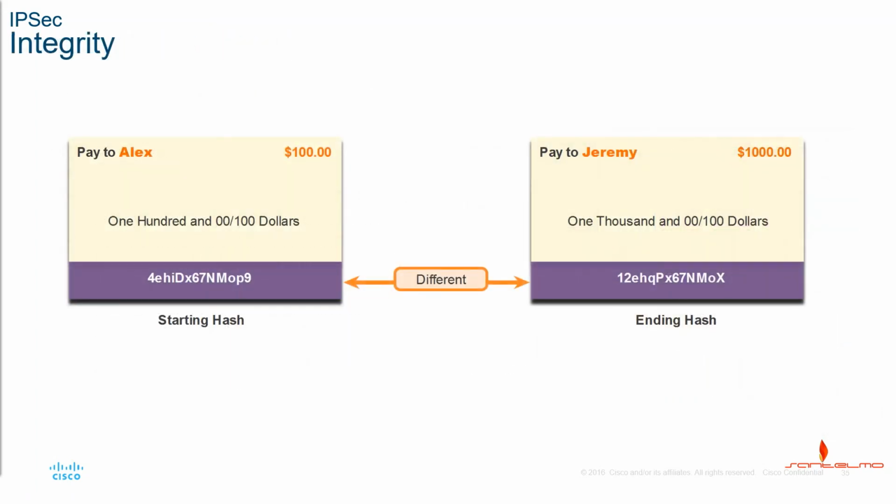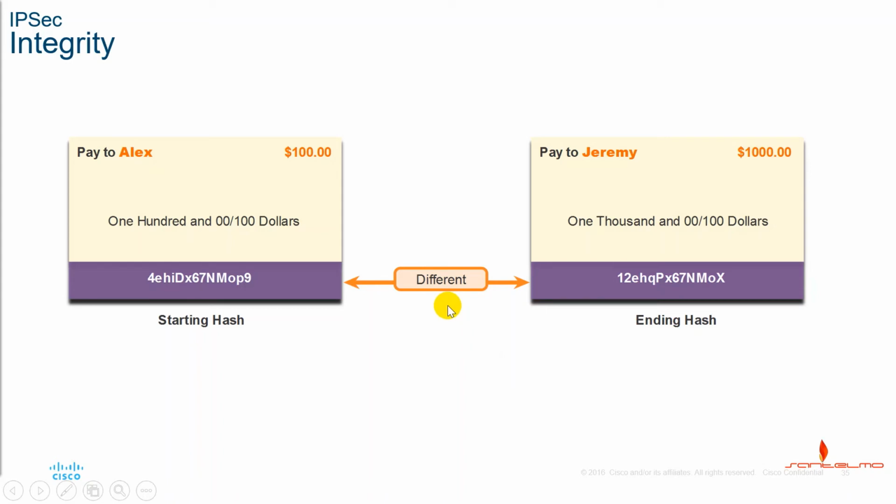Let's have an integrity test here. When we're talking about data integrity, that means the data that is received is exactly the same data that was sent. Potentially, data could be intercepted and modified. For example, on this diagram, we have here pay to Alex $100, and then the ending hash, pay to Jeremy $1,000. Assuming that the check is written to pay Alex $100, the check is then mailed to Alex, but it is intercepted by a threat actor, maybe.